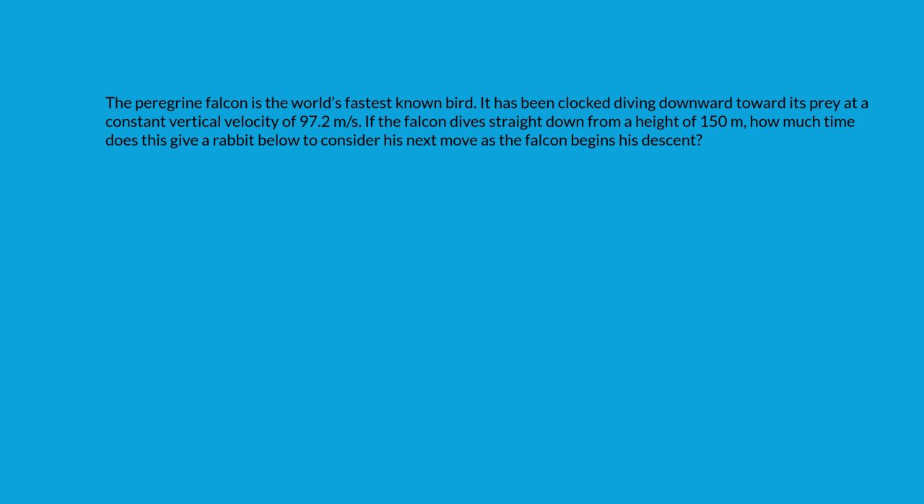So, the first step is to write out our givens. What is the problem giving us? We see that we have the vertical velocity of our falcon and it's constant, so it's not going to be changing. And then we also know the distance the falcon is going to have to travel, right? It's going to have to go 150 meters.